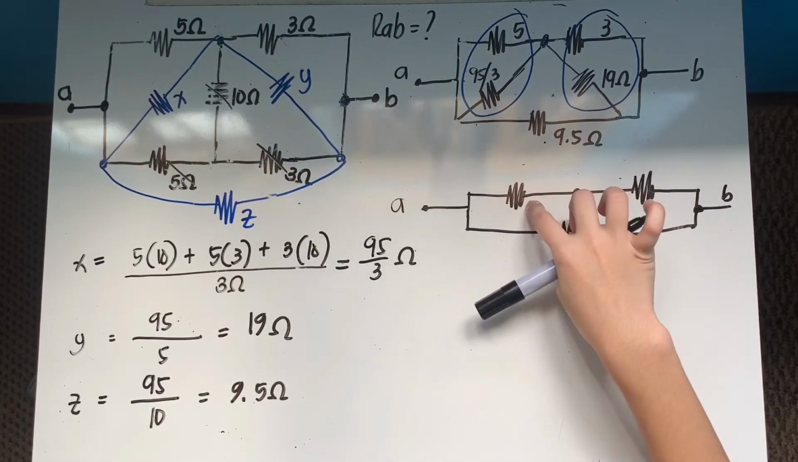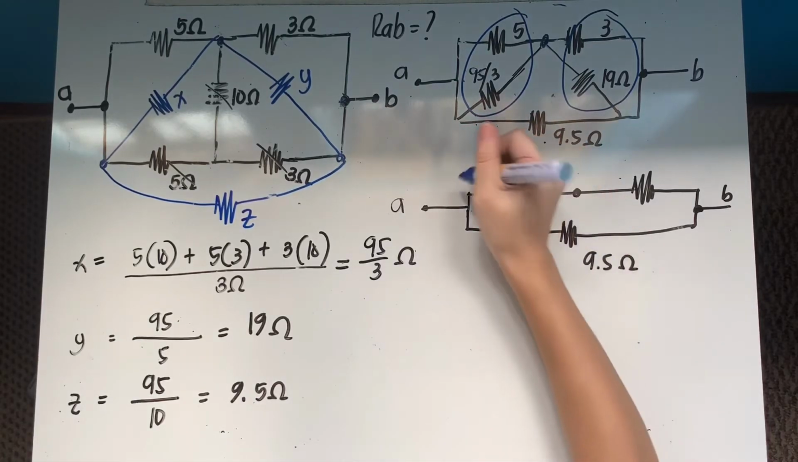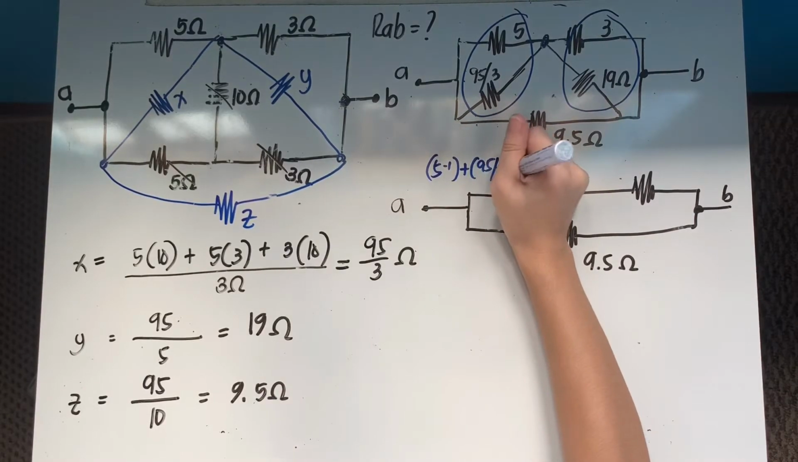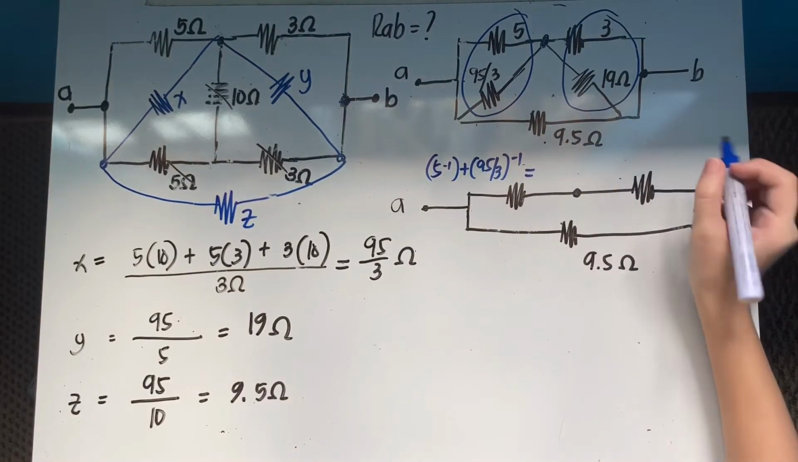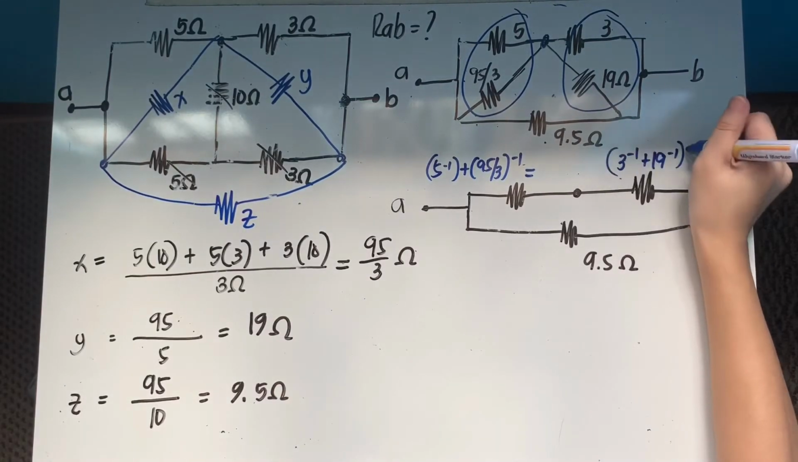Anong value nito? Ito ay 5 inverse plus 95 over 3 inverse, inverse. And then this one is 3 inverse plus 19 inverse, inverse.